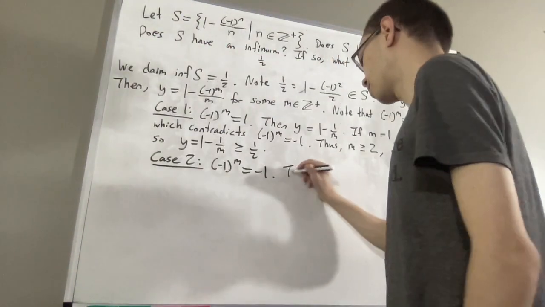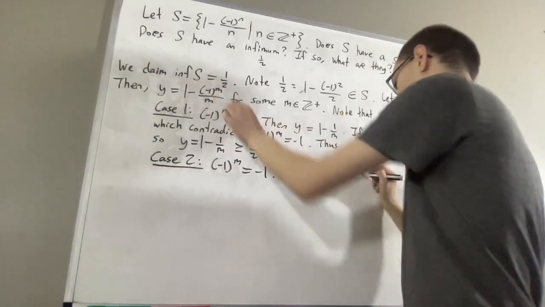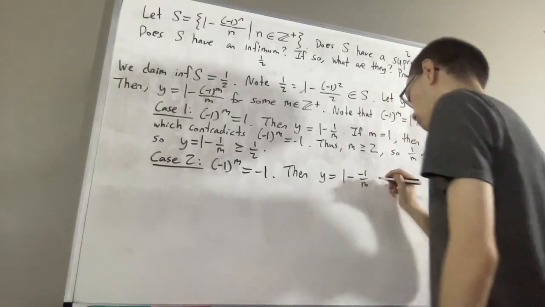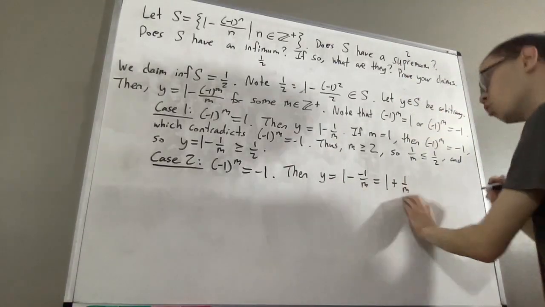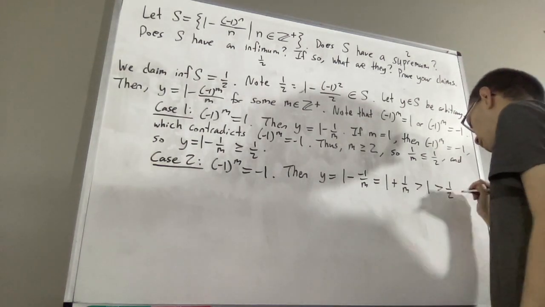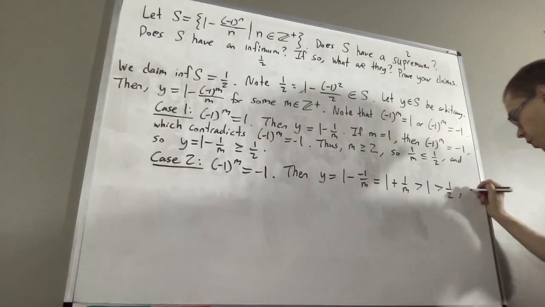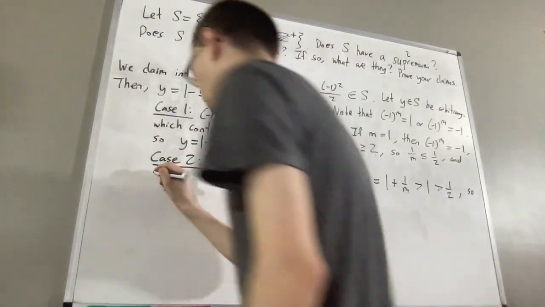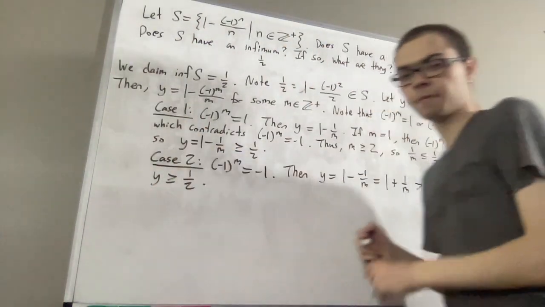Well then, in this case, y is equal to 1 minus -1 over m. And that's the same thing as 1 plus 1 over m. And we know 1 over m is greater than 0, so this is greater than 1. 1 is greater than 1/2. So that's it. Y is greater than 1/2, so y is greater than or equal to 1/2. This case was much easier than the previous case.